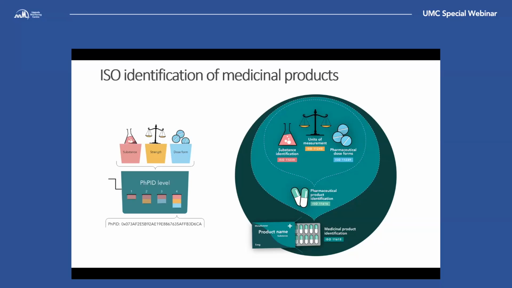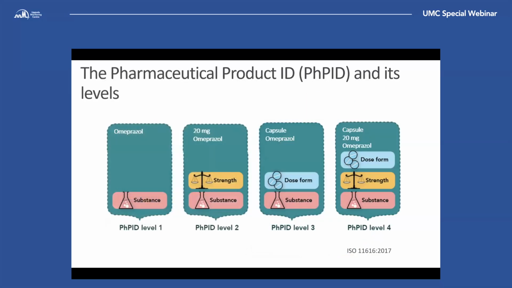The PhPID in itself, as you can see on the bottom there, is just a long string, machine readable, not really human readable, but we cover that as well later on. So that was it, it all started with ISO IDMP quite a while ago. Let's move on to the next and dig in a bit into these different levels of the pharmaceutical product ID.